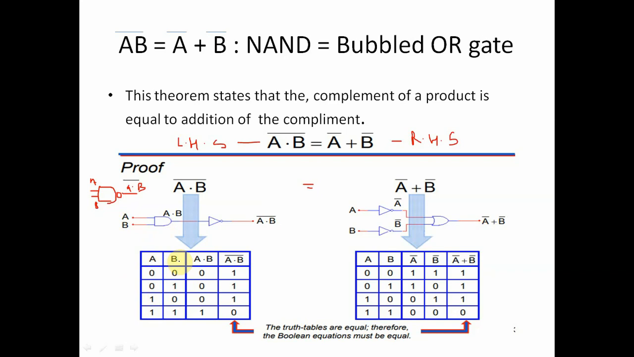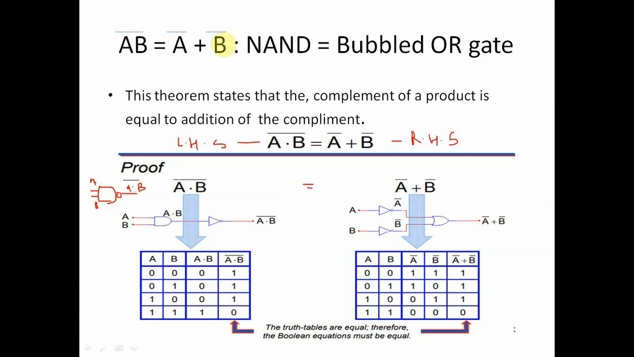So what is the answer of A dot B? A dot B is nothing but multiplication. 0 multiplied by 0 is 0. 0 multiplied by 1 is 0. 1 multiplied by 0 is 0 and 1 multiplied by 1 is 1. Now (A dot B) bar is the complement of this multiplication. So 0 is converted into 1, 0 is converted into 1, 0 is converted into 1 and 1 is converted into 0. So the final answer for (A dot B) bar has entries 1 1 1 0.